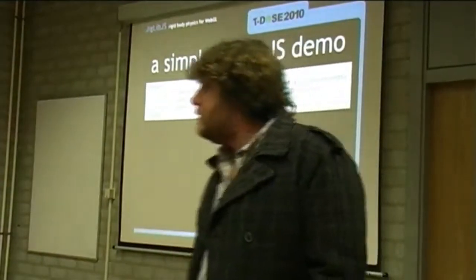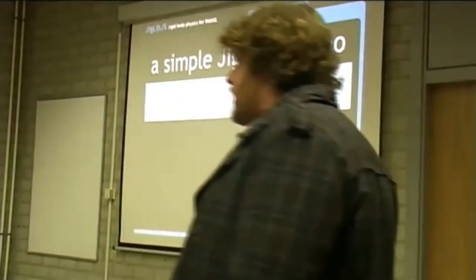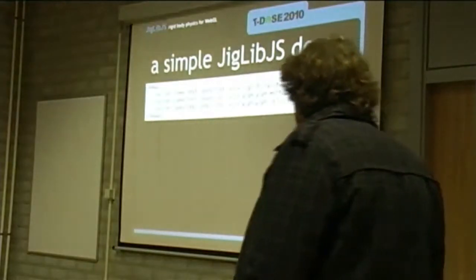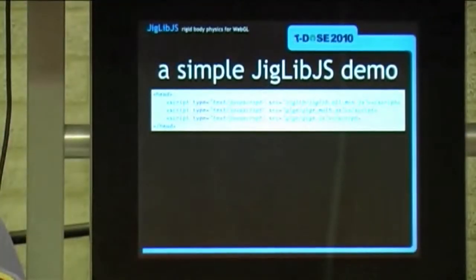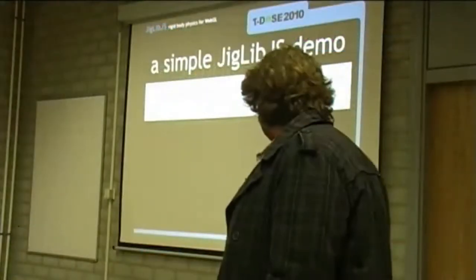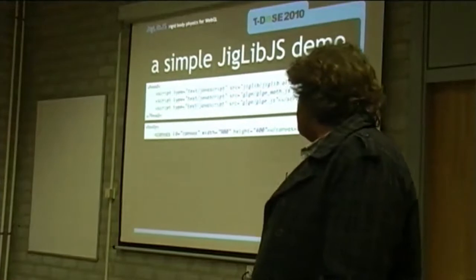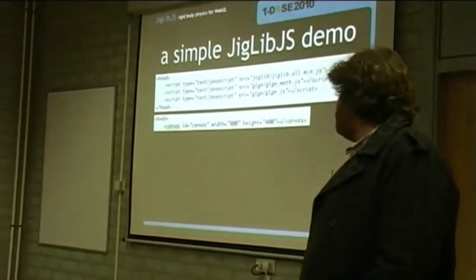So I thought I'd just walk you through a simple JigLibJS implementation. We're talking straight HTML here. So the first thing you need to do, of course, is include the libraries, and that's the first to include at the top. I'm also using GLGE as the wrapper here to simplify the code. You need a HTML5 canvas element to actually render the content.